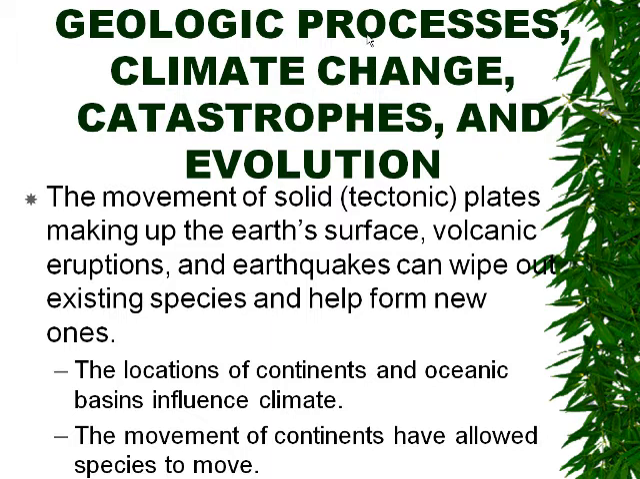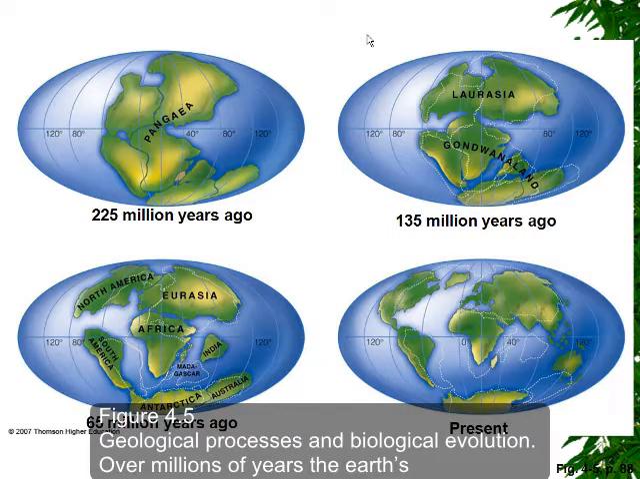Okay, so you can also have geologic processes, climate change, catastrophes, both man-made or natural catastrophes, and all of those affect evolution as well. The movement of the Earth's plates, volcanic eruptions, earthquakes, all of those change species, disrupt species, help in speciation to form new species. They influence the climate, which determines what species are found and where. The movement of continents moves species around. So all of those big Earth processes definitely have an impact on biodiversity.